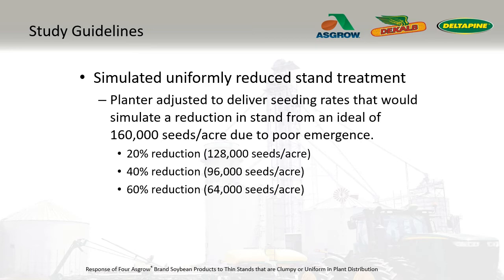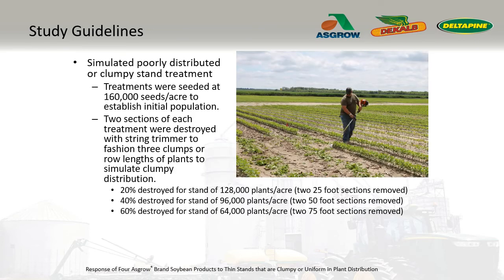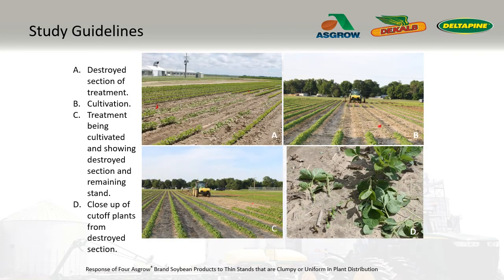The other distribution was a non-uniform distribution. So what we did to simulate the 128, which was 80% of the check stand, was went out and destroyed 20% of the plot. Then we did a similar thing to destroy 40% to get 96,000 and 60% to get 64,000. That's on the acre. So what they looked like in the field was like this.